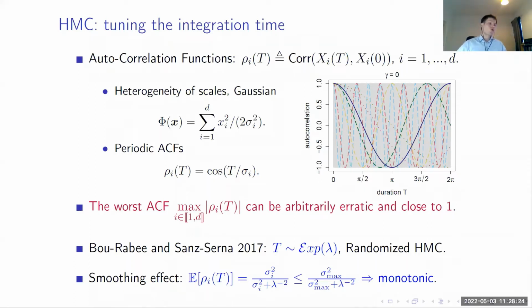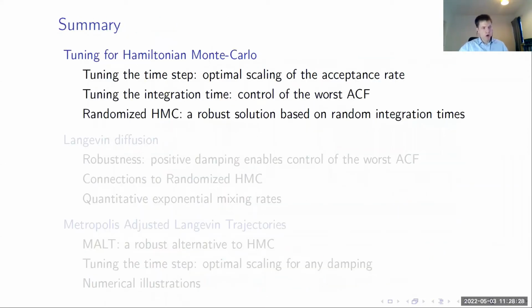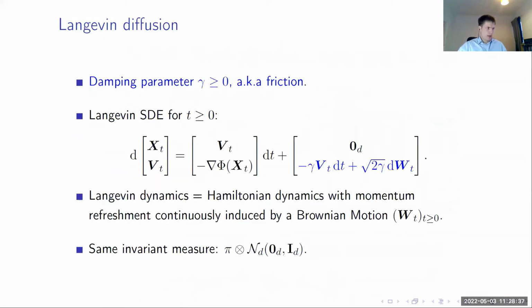We are now going to motivate the study of a diffusion process that yields an alternative to randomized integration time. This diffusion process is built upon the following SDE. It's known as the Langevin diffusion, or kinetic Langevin diffusion, or underdamped Langevin diffusion as well. You can split this SDE into two parts. The first part just boils down to Hamiltonian dynamics, and the second part corresponds to what's called an Ornstein-Uhlenbeck process, so it's just a Gaussian process, if you look at the motion for the velocity. There is a parameter involved, denoted gamma, called either the damping parameter or friction.